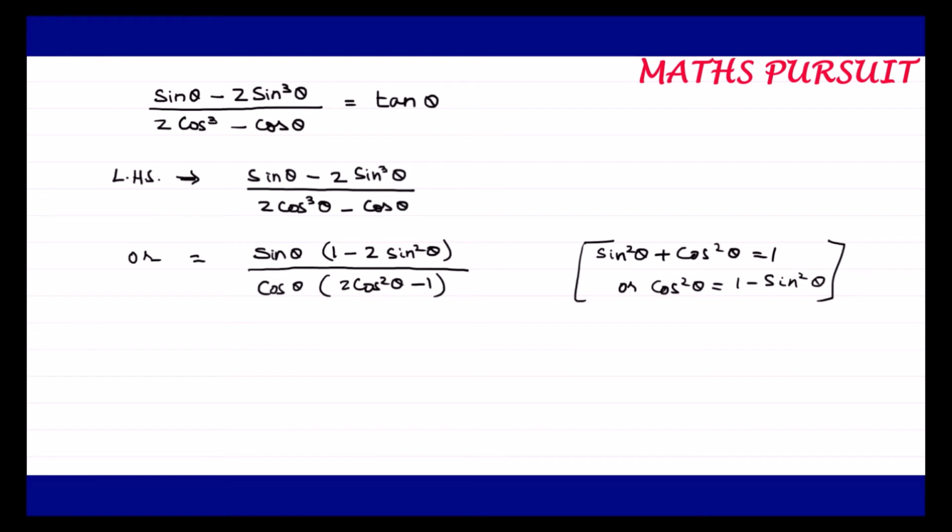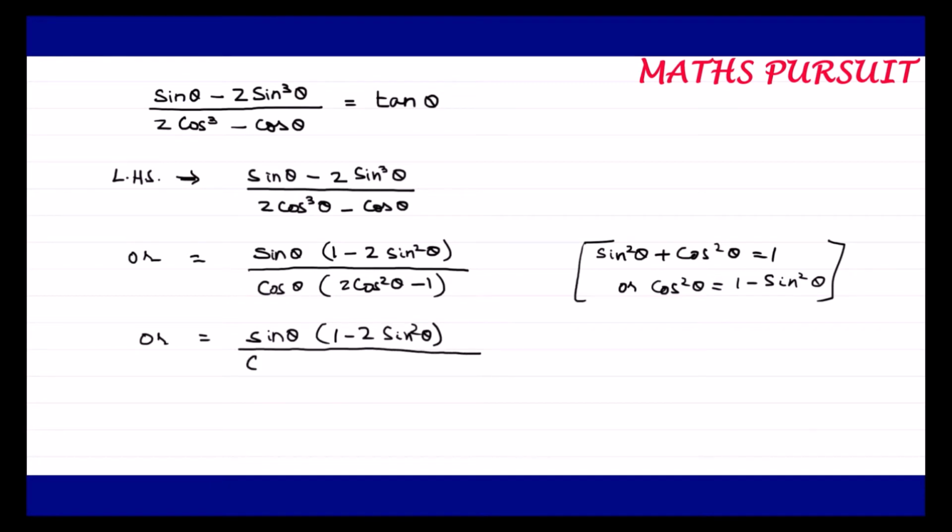Now let us see. In this step what we are going to do here is, I will keep the numerator as it is. I will not touch the numerator at this point of time. I will keep the numerator as it is, like sin theta into 1 minus 2 sin square theta. And let us see what we are going to do to the denominator.